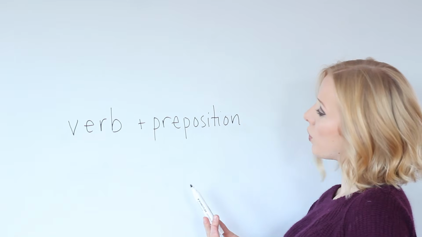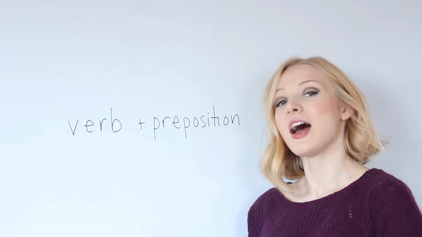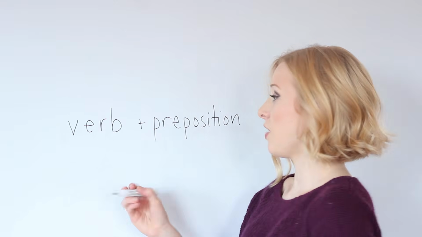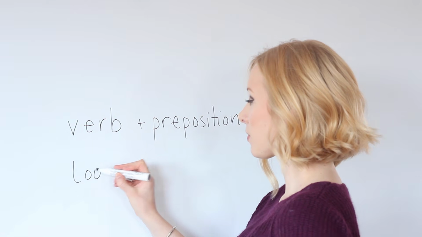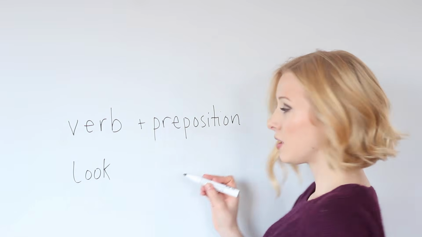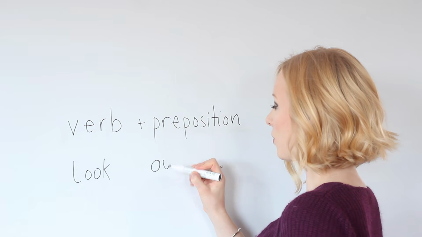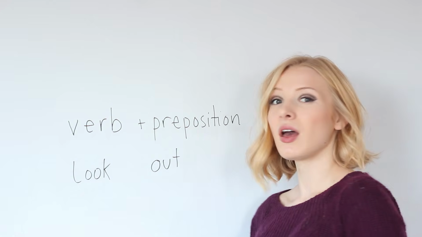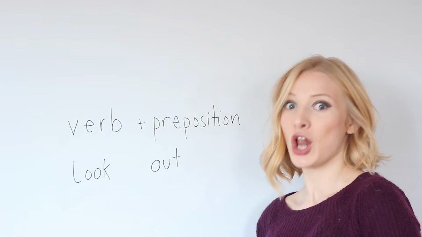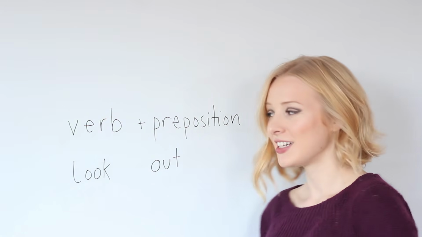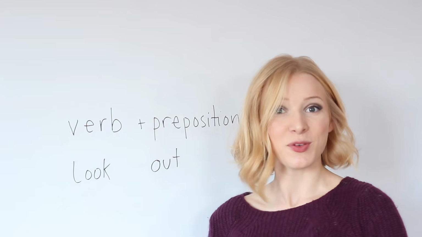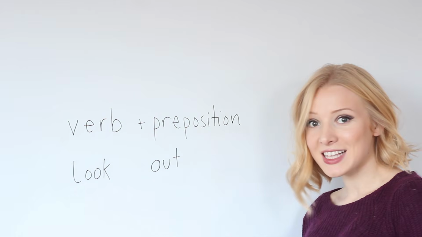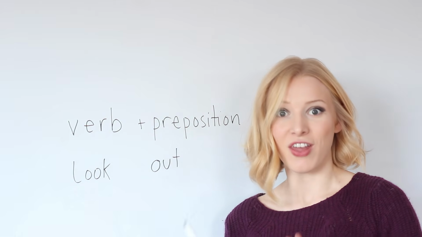So how do we form a phrasal verb? Well, as I said before, we add a preposition to a verb. For example, look, which is our verb, and then a preposition could be out. I look out of the window. However, if I were to say, look out, there's a car, the meaning is changed because we've changed the situation and the context. So in this case, it would mean, be careful, there's a car.